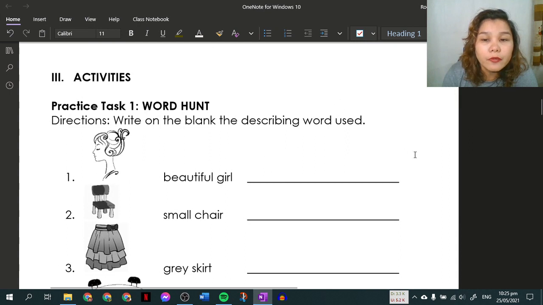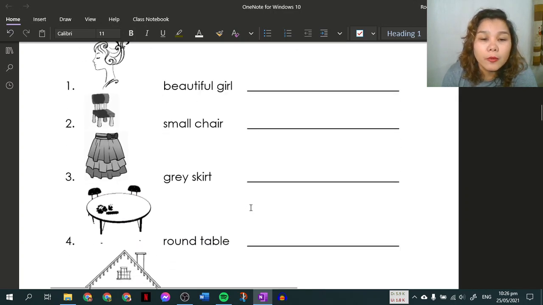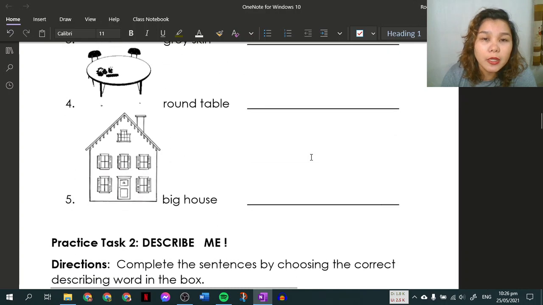So among the phrases used, choose which is the describing word, and then you are to write it on the blank. So make sure it begins with a small letter because it's not a name of a person. So we are just going to have it as a word beginning with a small letter. So what is good here, you only have two choices. So for number 1, beautiful girl, which one tells about a person, a thing, or an object? So is it beautiful or girl? So write it on the blank. So that also applies in number 2 until number 5.